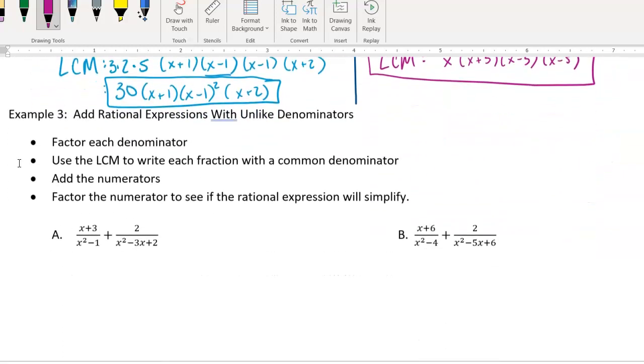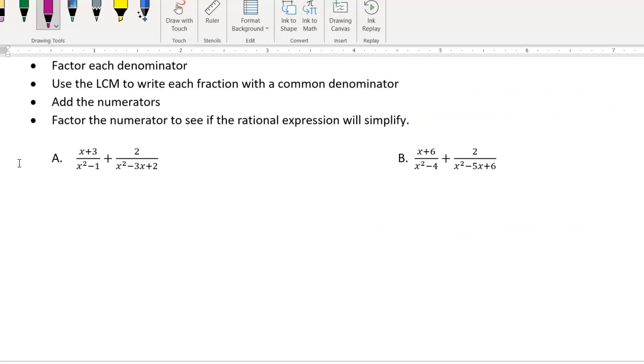All right, well, why do we do that? Again, the reason is because sometimes we're not going to have fractions with common denominators, in which case we're going to need to know what the common denominators should be, and we get that from the LCM.